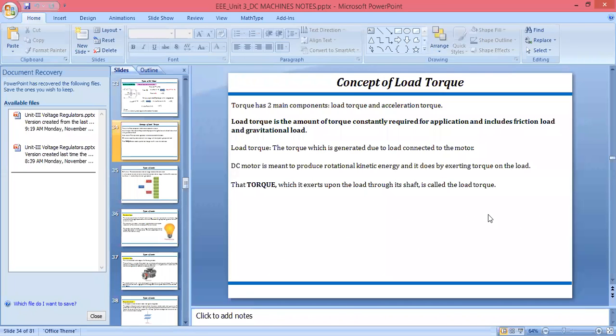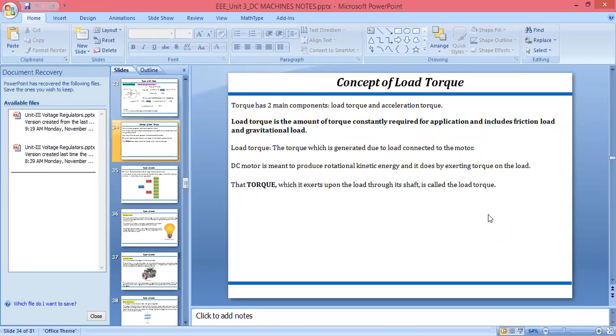So in today's session, we have to see about the load torque. Load torque is nothing but the amount of torque which we will require for the applications, and it includes the friction load and the gravitational load. Load torque is generated due to the load which we are connecting at the output of the motor. It means what?